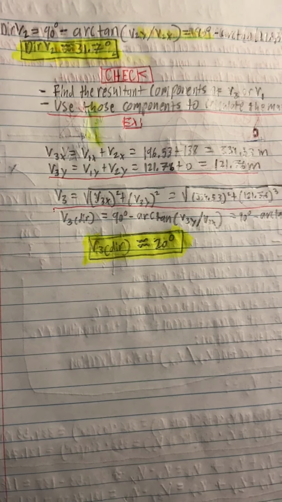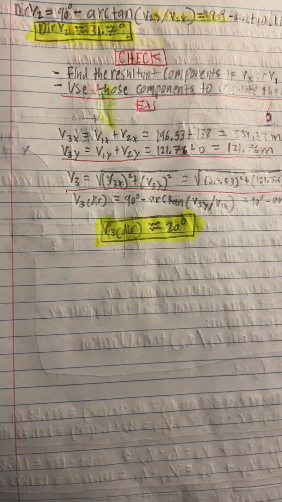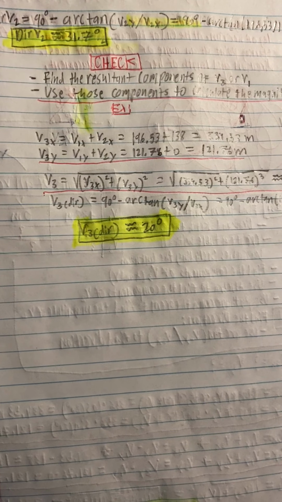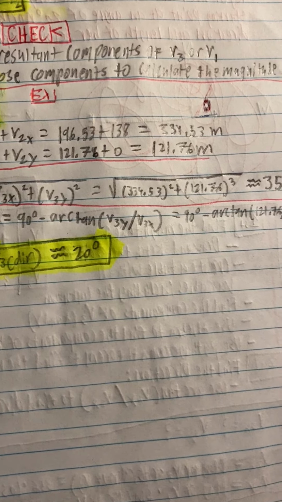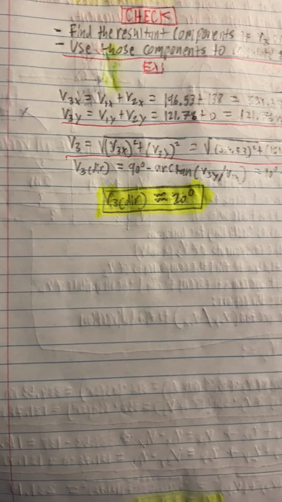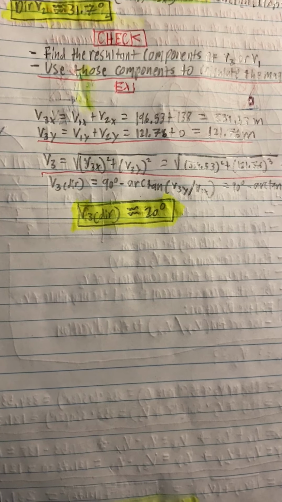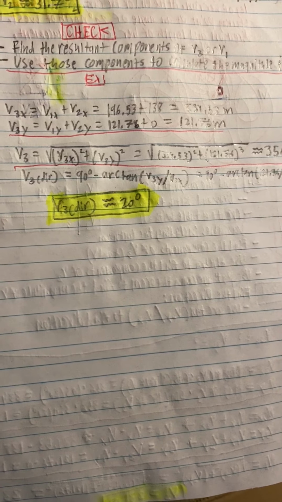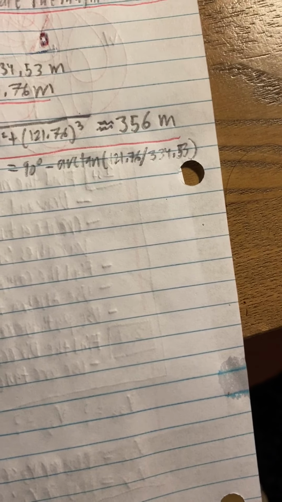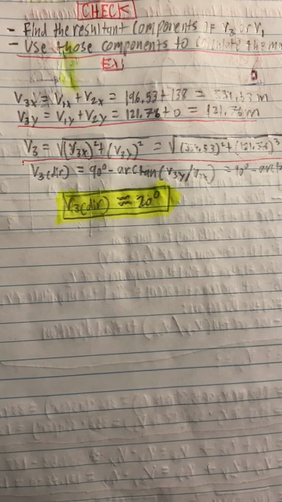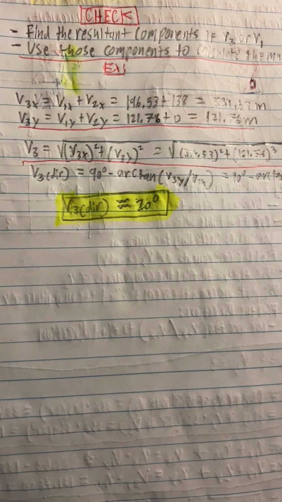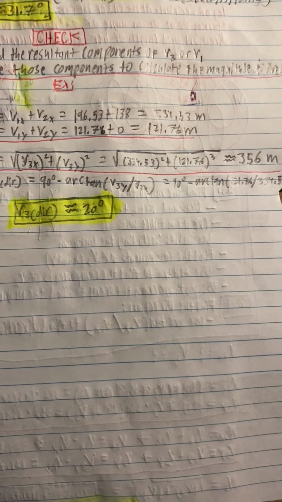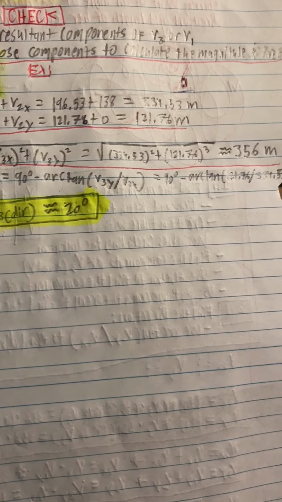So I checked this by finding V3 and its components, and I was able to get the same components that V3 had originally, which I calculated at the early part of the problem. Then I tried to find V3's magnitude, which did equal roughly 356. And then in the direction, same thing. I did 90 minus, because remember, it's still due west. And I calculated roughly the same thing, 20 degrees.